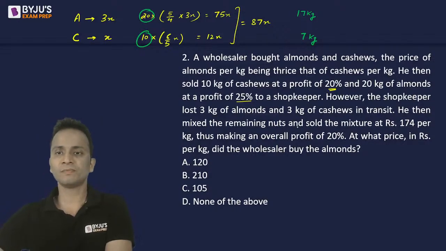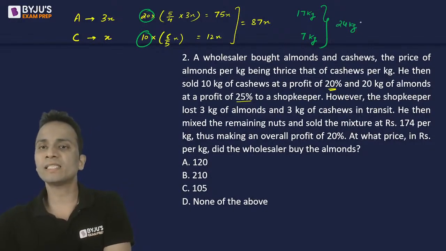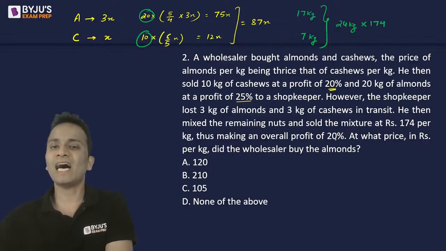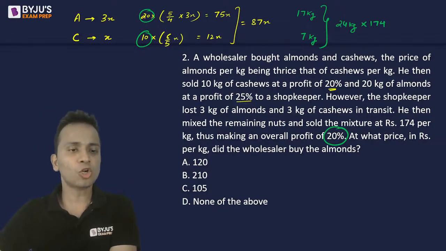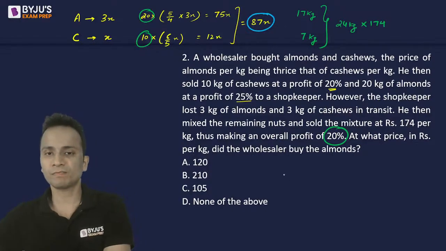Now the total quantity he is mixing is 24 kgs, and he's selling it at 174 rupees per kg. He's making a profit of 20%. The cost price for this shopkeeper is 87x. This is the cost price, 87x.